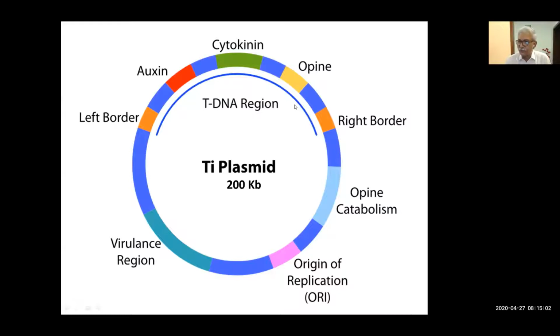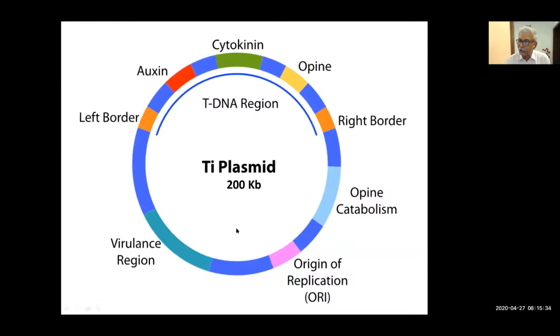We are therefore interested in this region, the region between the right and left borders. The other thing that we are interested in is that the bacterium can utilize some nutrition from the plant cell as well, so it has opine catabolism related genes on it. Obviously, it has to replicate independently, so an origin of replication is there, but it's a very low copy number origin of replication.